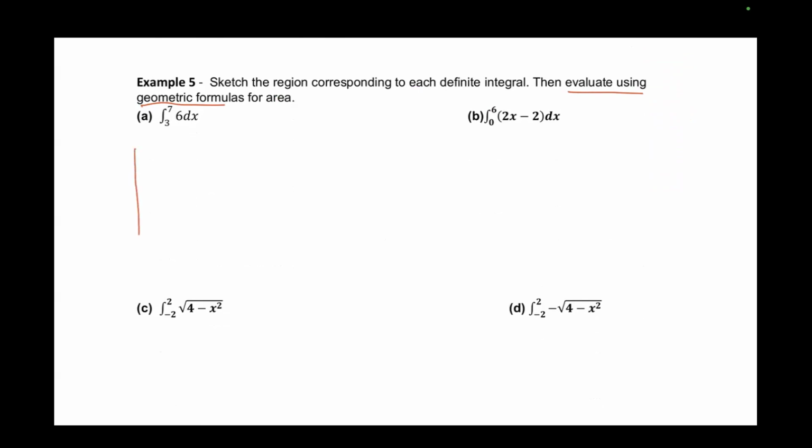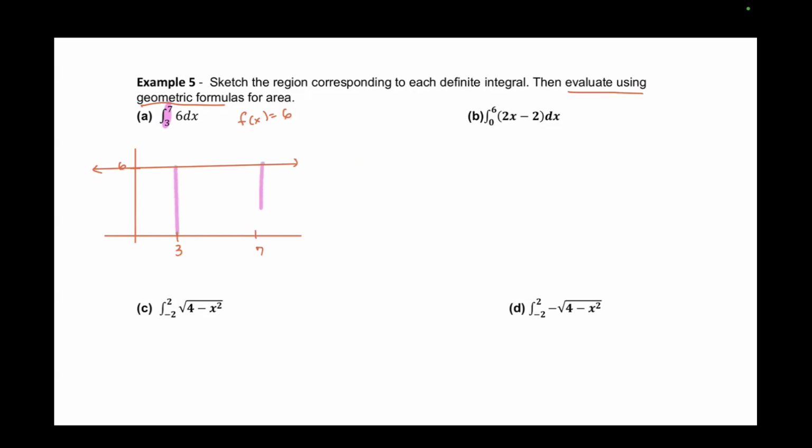All right, the integral from 3 to 7 of 6 dx. Okay, so my function is just f of x equals 6. So hey, that's just a horizontal line. And my limits of integration right here are 3 and 7. So I will go from 3 to 7.